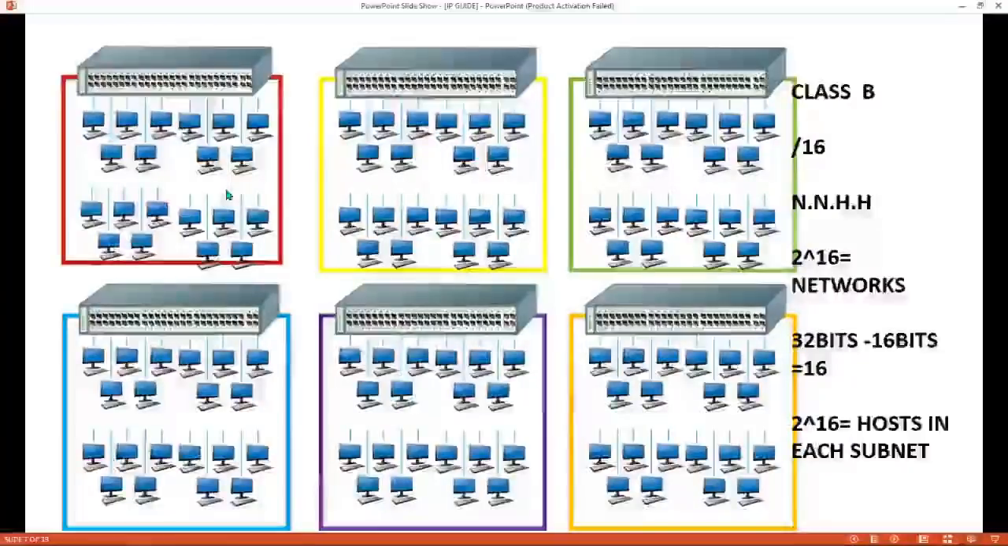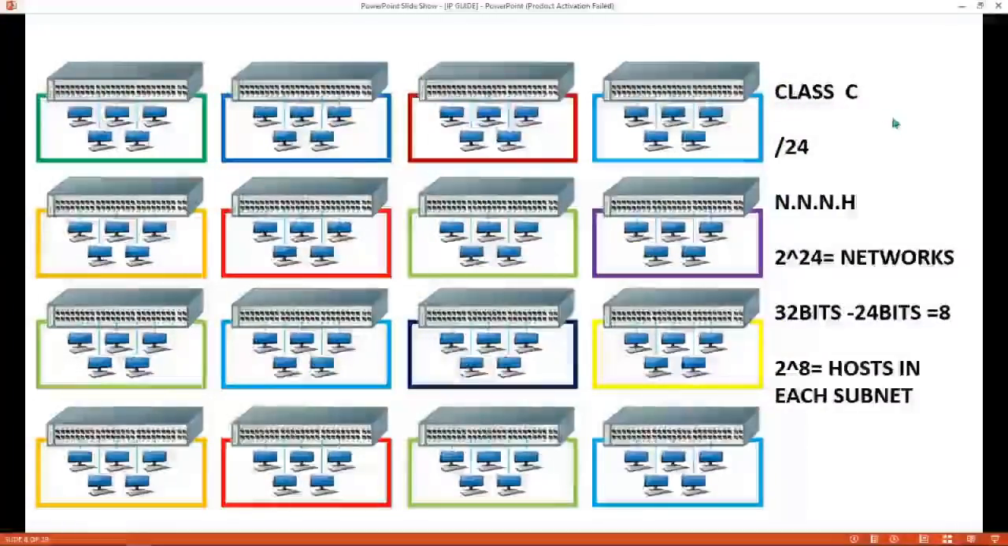So likewise, when we go for the class C /24, which is represented as n.n.n.h, it means 24 bits are given for the network portion and the remaining 8 bits are given for the host portion, okay? So here you can have around 2 to the power 24 networks. For example, if you consider the networks as switches, you can simply imagine you can have around 2 to the power 24 switches connected, and each switch can have around 2 to the power 8 hosts, which means 256 PCs on all networks. On each network you can have around 256 PCs connected, okay?